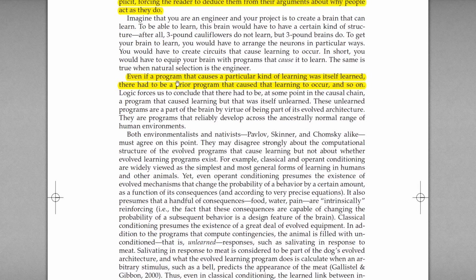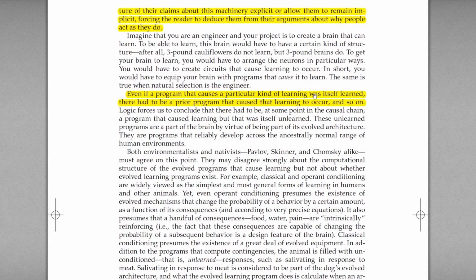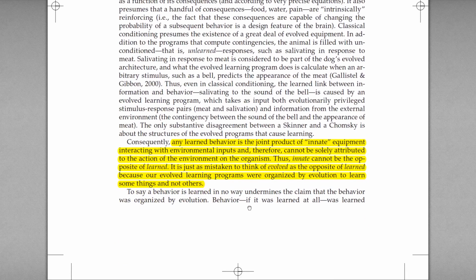Even if a program that causes a particular kind of learning was itself learned, there had to be a prior program that causes the learning to occur, and so on. So innate is not the opposite of learned. They can just say it's one thing. And evolved is not the opposite of learned, right? Because you always have some instincts that are the basis for this learning. So you always have this basis, but you always need environment, because without environment it doesn't make sense either. So it's always a mishmash.